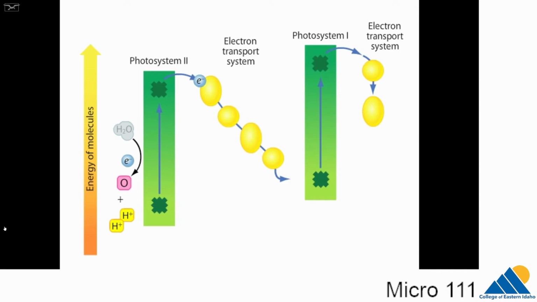In a series of redox reactions, the lost electron is transferred from chlorophyll to the electron transport system, and then from one component of the electron transport system to the next. With each transfer, the electron transfers energy to the electron transport system.